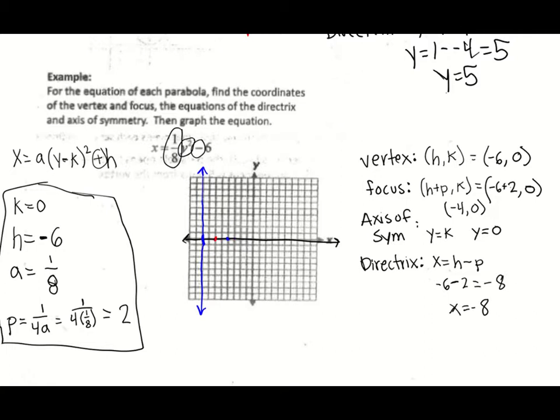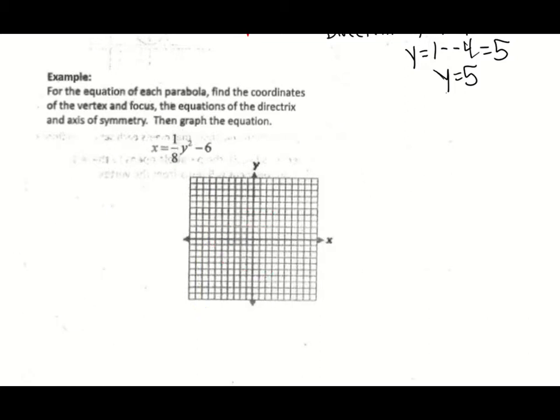So now I have all the parts I need of my parabola. So my parabola starts at my vertex and is going to open up, so the focus is inside. It's going to look something like that.